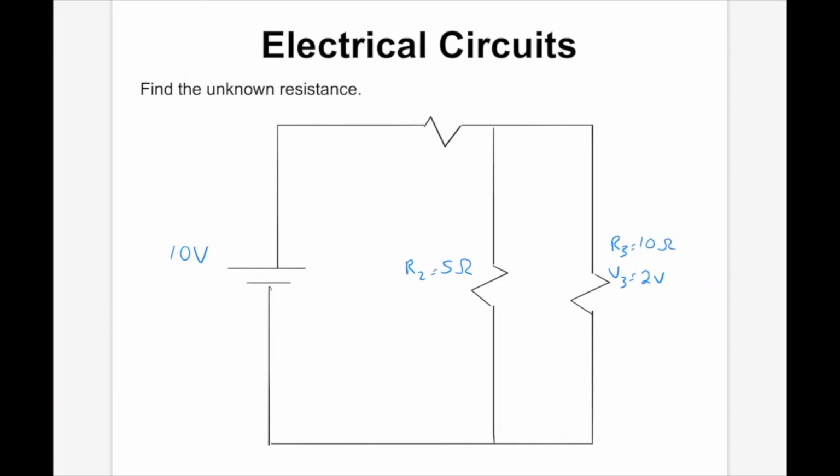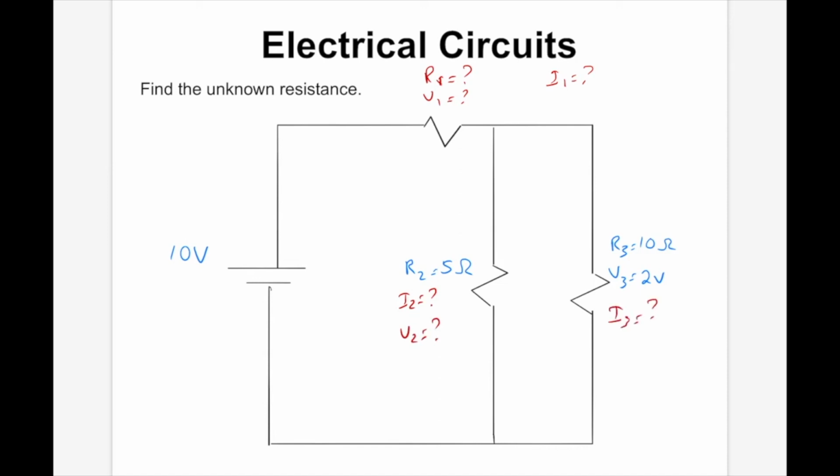Find the unknown resistance. So which resistance do we not know? We don't know this one. So we're going to say that R1 is our question. We also don't know V1, and we don't know I1. We don't know I2. We don't know V2, and we don't know I3.